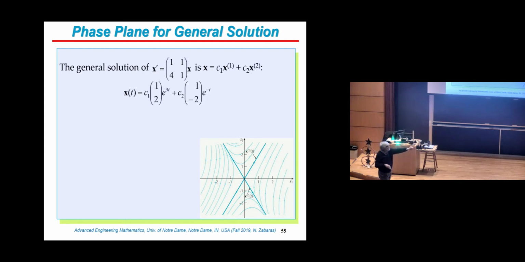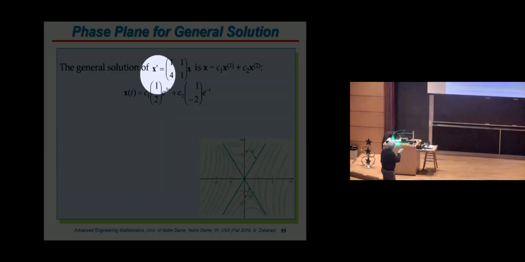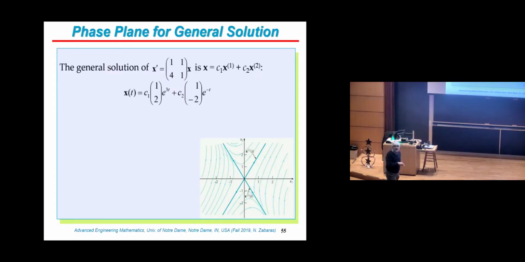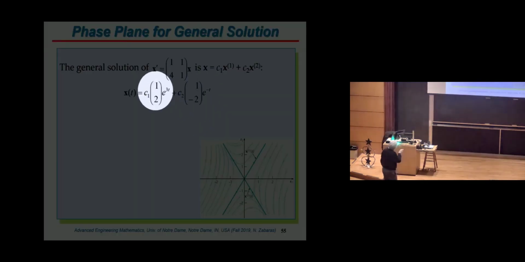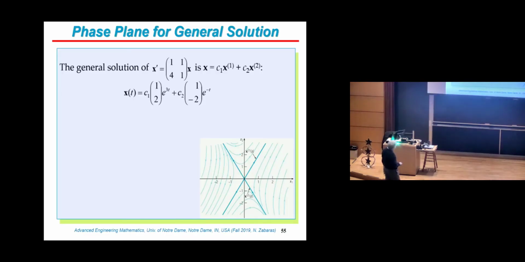And why is it 1, 2 and not 1, minus 2? Because what term from these two terms dominates as t goes to infinity? Is this the big term or is this the big term? The first term. Can you see that? Because the other one, e to the minus t, is 0. It makes no difference. So as t goes to infinity, everything is dominated by this particular term, and you can see the different trajectories basically go to infinity in the direction of x1.